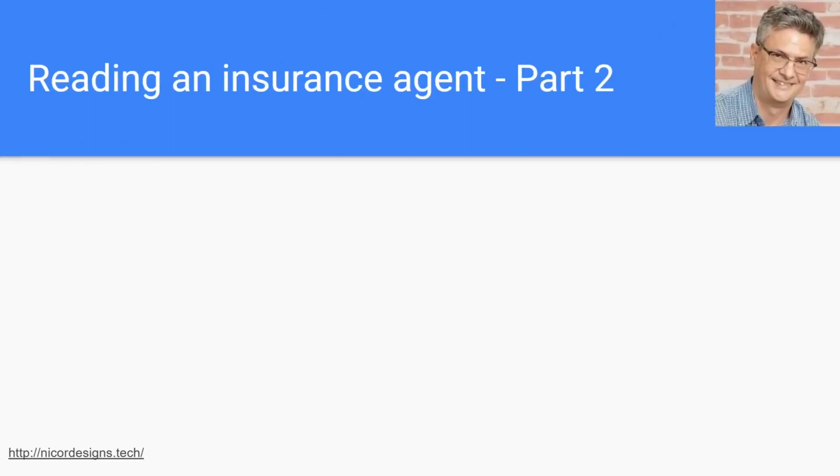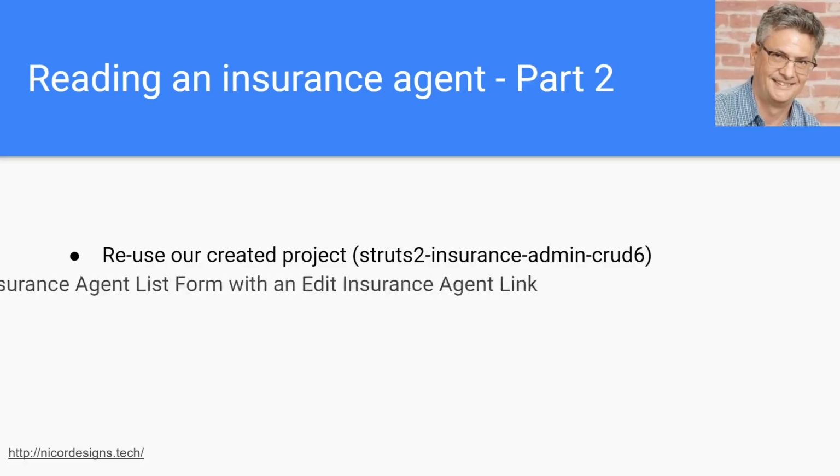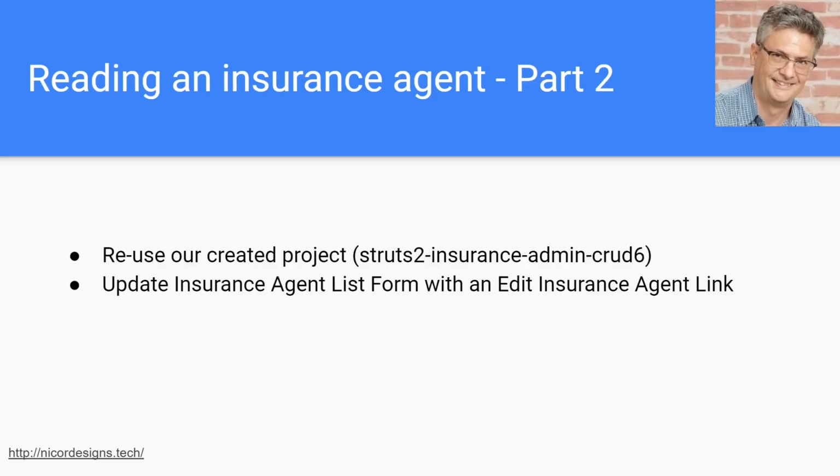These are the high-level steps we will do to get our Get Insurance Agent Service method to display the selected insurance agent value in a JSP input form. First, we will reuse our created project. Then we will update our insurance agent list form with an edit insurance link. And now this link will obviously be a link to our new show agent action.